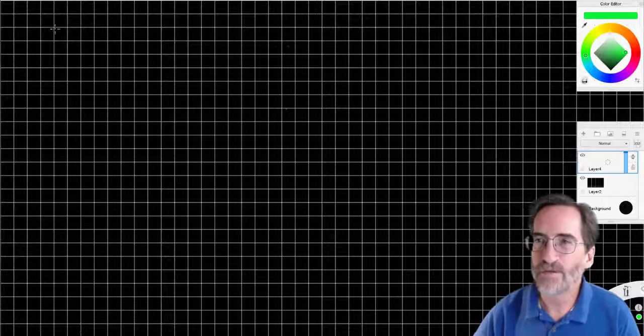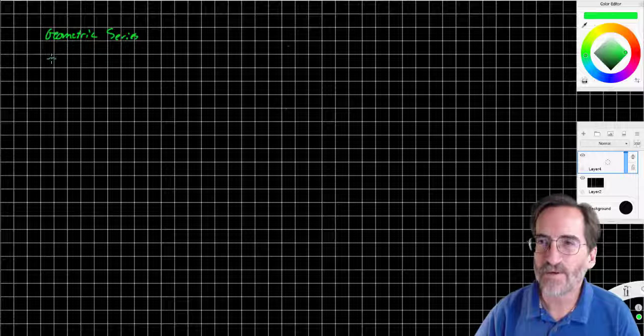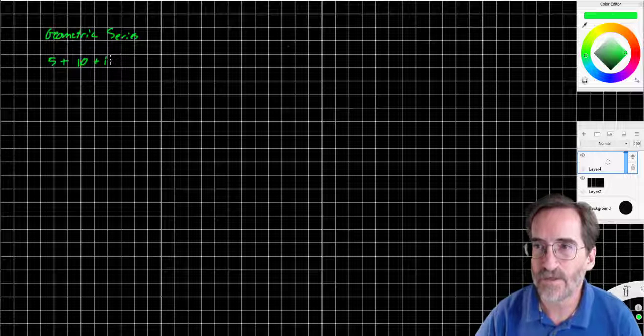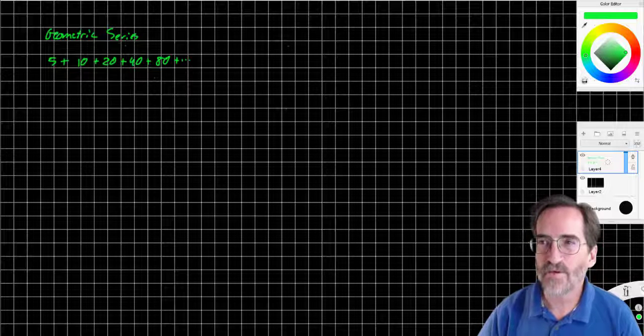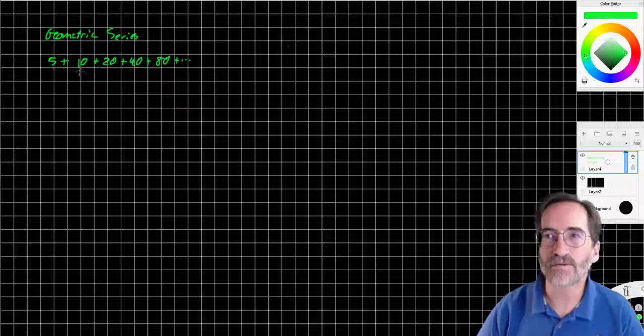You recall a geometric series is a series that has a starting value, and every subsequent term has a constant of multiplication. 5 plus 10 plus 20 plus 40 plus 80, etc. A series where we add the terms, instead of a sequence in which we just list the terms.